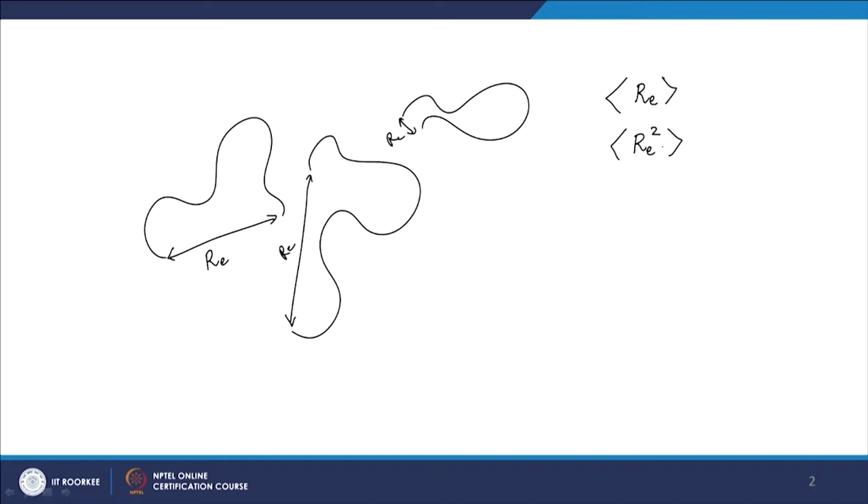Now, there are two ways to find this average that I want to clarify in the very beginning. When I write an average like this, it is known as the ensemble average, an ensemble meaning that it corresponds to many conformations. So, we look at all possible conformations in principle, compute RE for those conformations, and then take an average of this. When I look at this average property, I can find it in two ways.